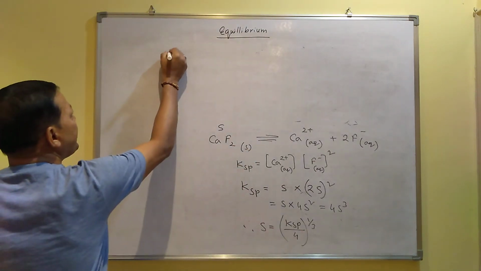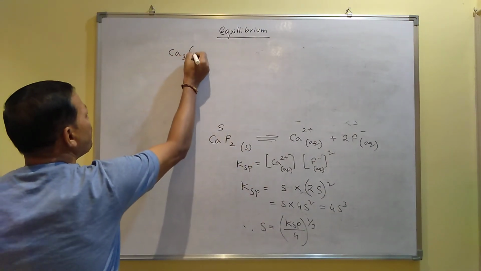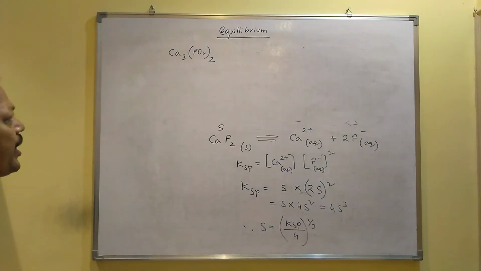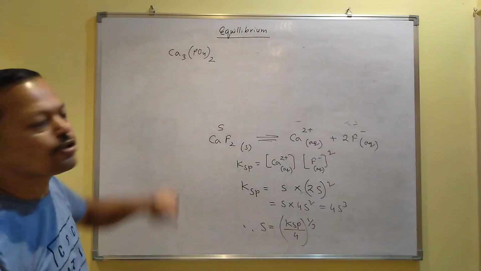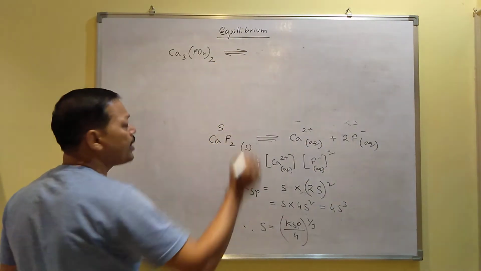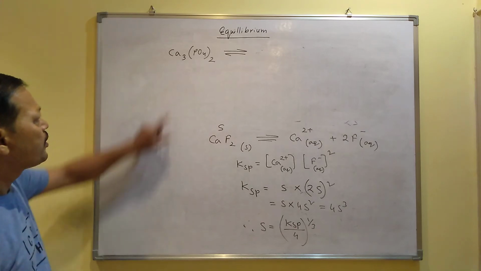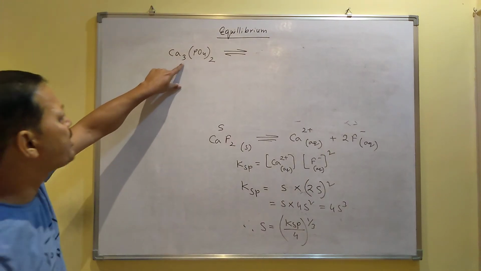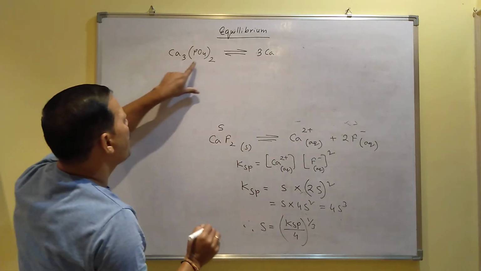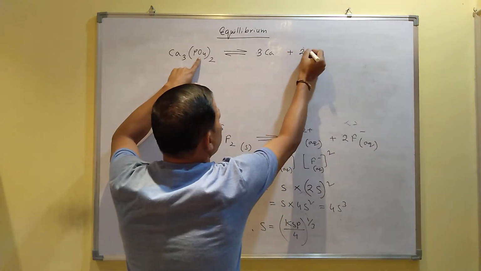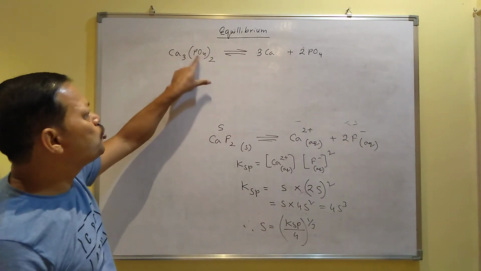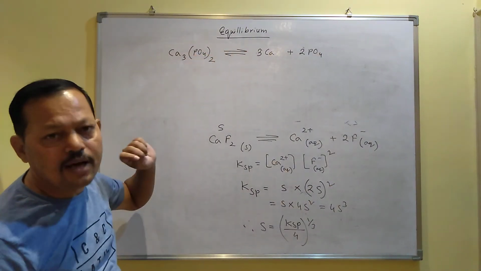Suppose our salt is calcium phosphate, Ca3(PO4)2. This is also one example of a sparingly soluble salt. Now when you dissolve it in water, what ions will it produce? Here, how many calcium? 3 calcium, right? That's why you have to write 3 Ca like this to produce the ions. How many phosphate? There are 2 phosphate. First you write like this: 3 calcium, 2 phosphate.